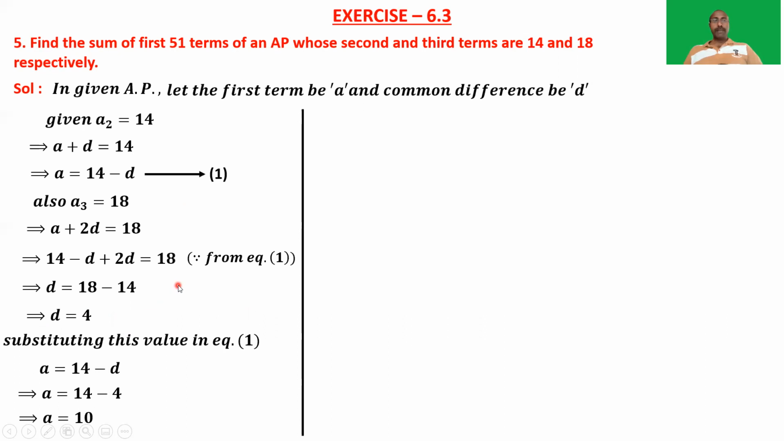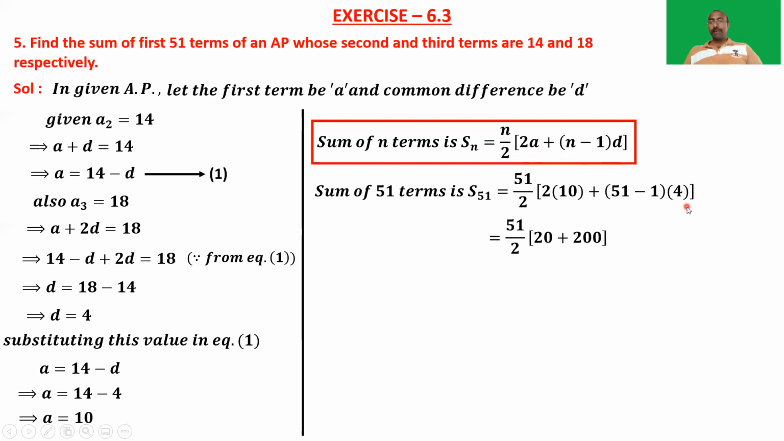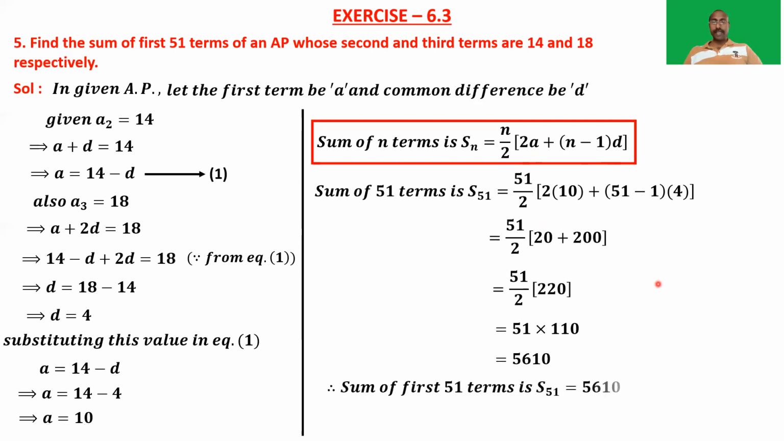Now, the sum of first 51 terms. The sum of n terms Sn is equal to n by 2 into 2a plus n minus 1 into d. So the sum of first 51 terms is S51 is equal to 51 by 2 into 2 into a, where a is 10, n is 51, d is equal to 4. And by simplifying this one, we get 5,610. So the sum of first 51 terms of the given progression is 5,610.